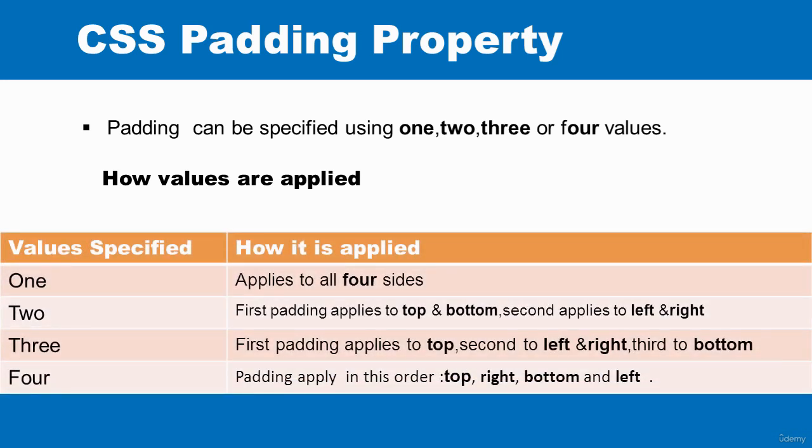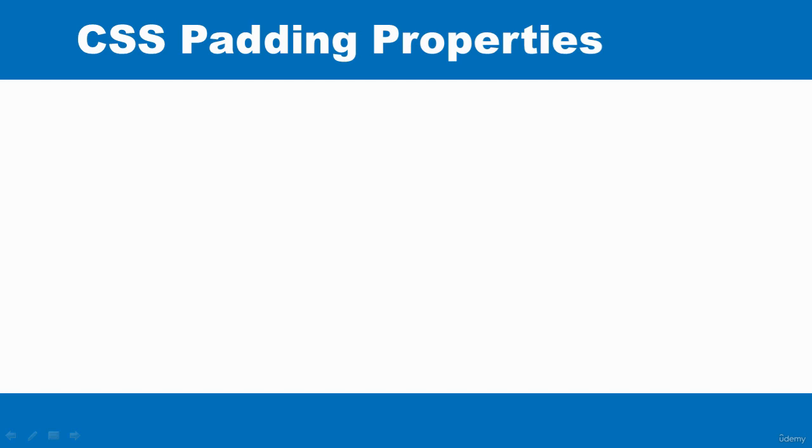If you've got just 1 value specified, it applies to all 4 sides. If you've got 2, the first applies to the top and the bottom, and the second applies to the left and the right. If you've got 3 values, the first padding goes to the top, the second goes to the left and right, and the third goes to the bottom. If you've got 4 values specified, the padding is applied in the order of top, right, bottom, and left, which is a clockwise direction.